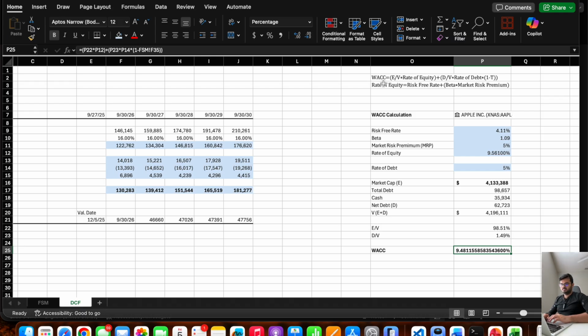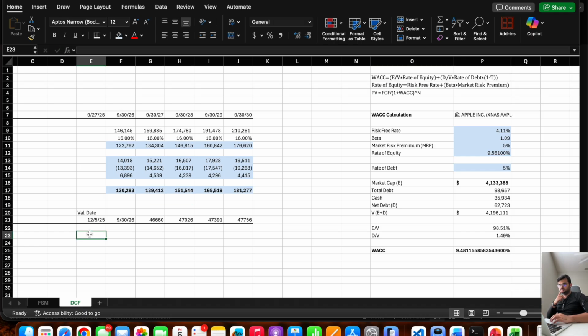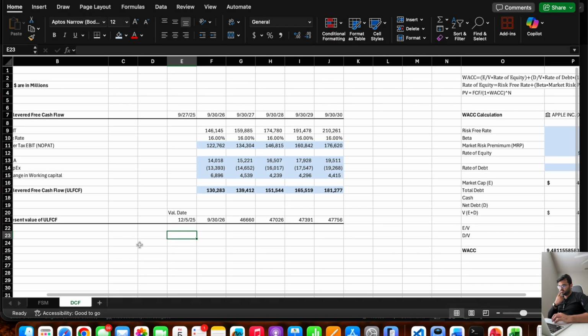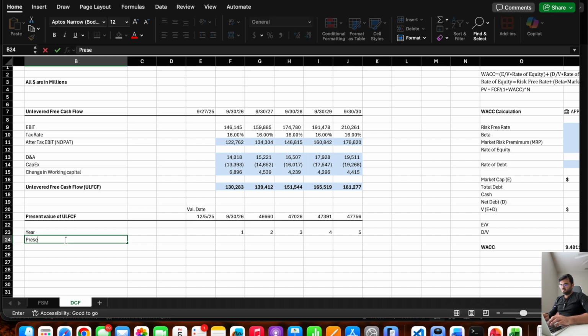So maybe I'll just put that formula as well here. Present value is equal to the free cash flow of the year divided by 1 plus WACC to the power of n. N is nothing but the year. I'll just put year as a number here, because by end of the day 2026 is 1 year, 2 years, 3, 4 and 5. So this way we could just do the power of this number and get the present value. Now I'll do present value of free cash flow.